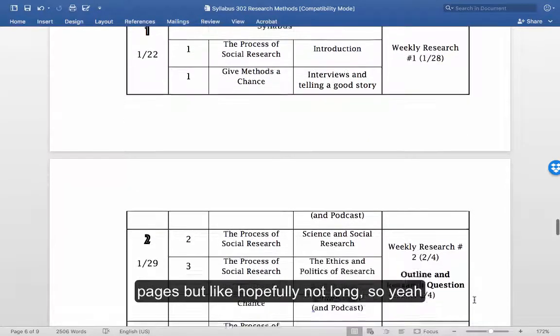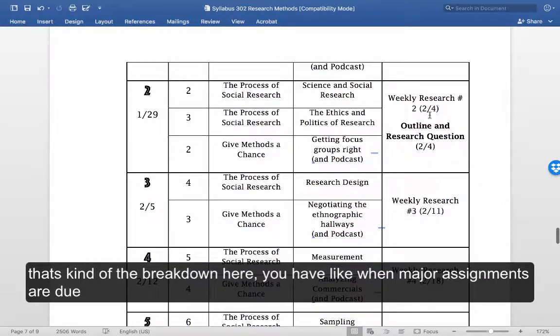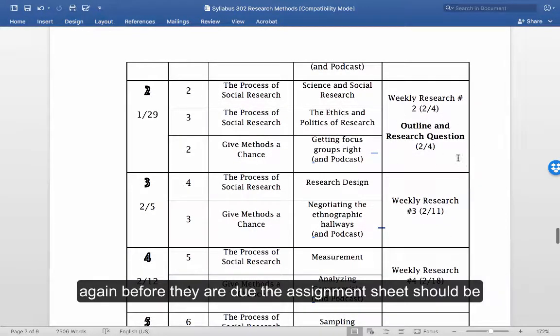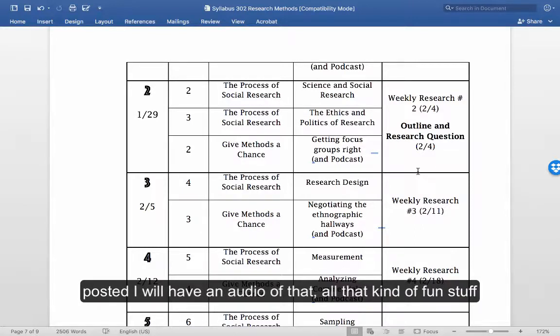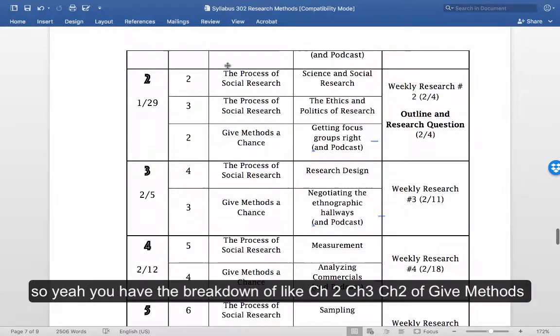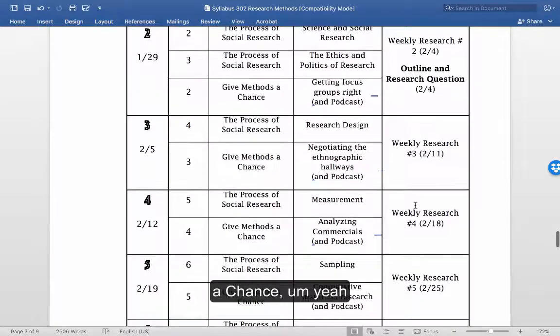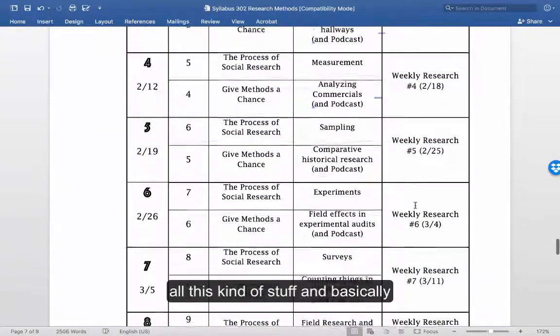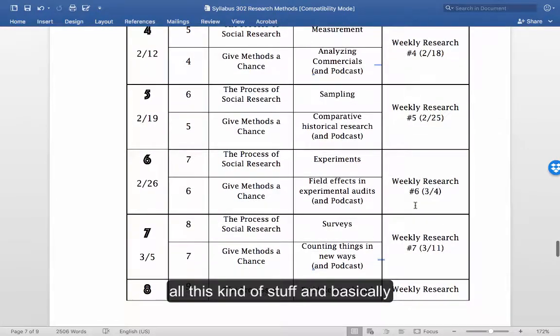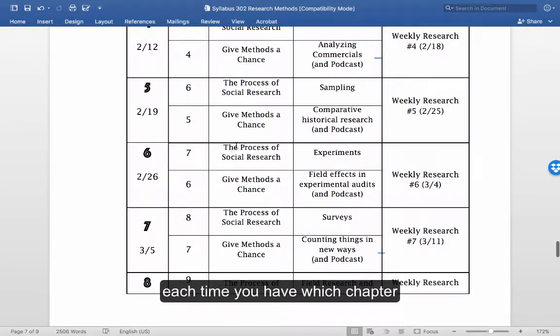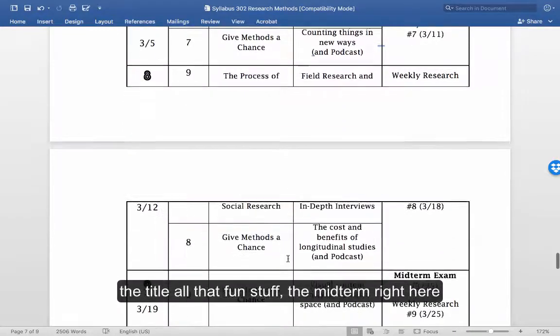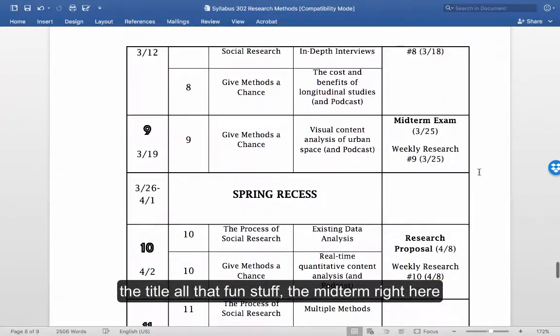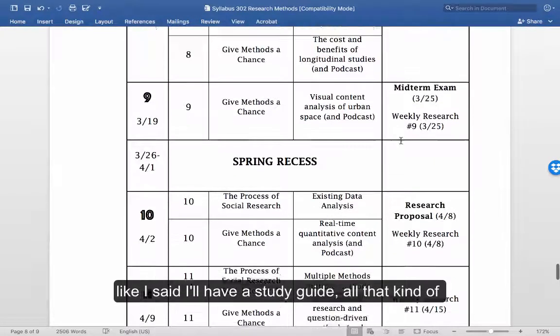All right. So yeah, that's kind of the breakdown here. You have like when major assignments are due. Again, before they're due, the assignment sheet will be posted. I'll have an audio of that, all that kind of fun stuff. So yeah, you have the breakdown of like chapter 2, chapter 3, chapter 2 of Give Methods a Chance. Yeah, all this kind of stuff. And basically, each time you have like which chapter, the title, all that fun stuff, the midterm, right here. Like I said, I'll have a study guide, all that kind of stuff broken down.